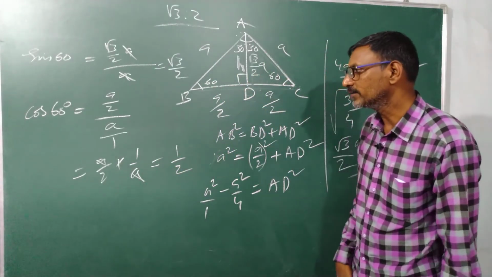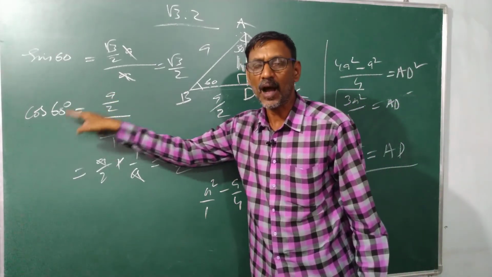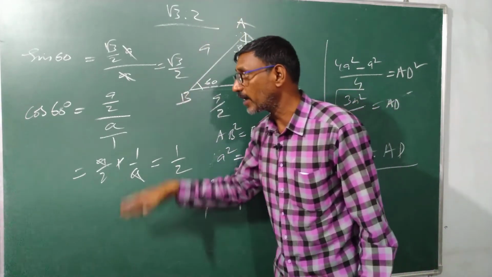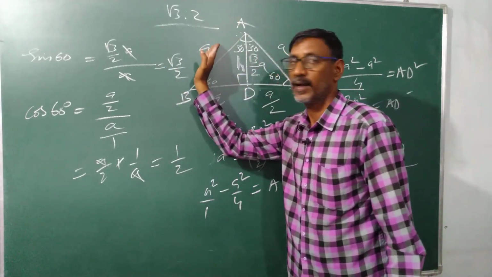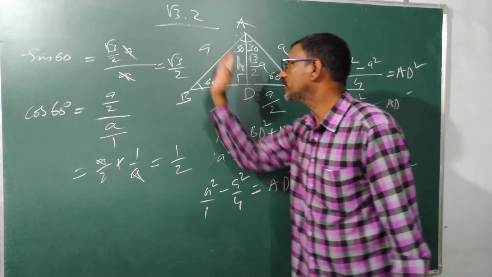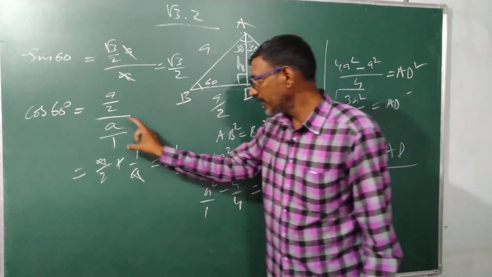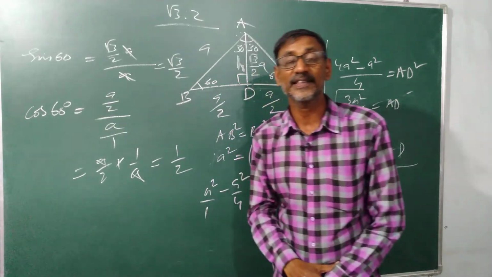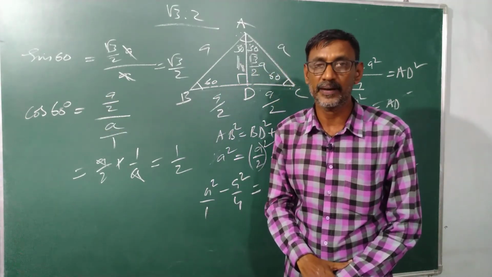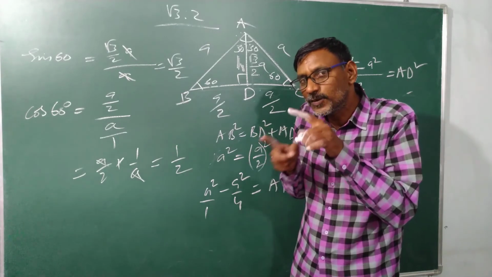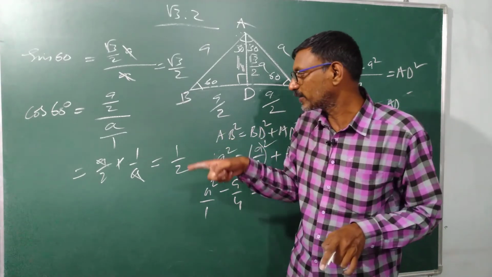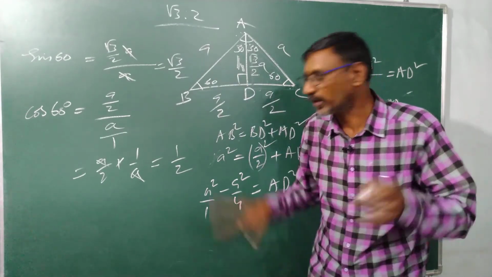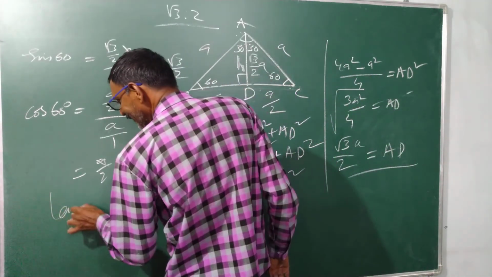Once again I am telling, cos 60 is nothing but adjacent side by hypotenuse. This is my adjacent side by hypotenuse. A by 2 is divided by A. Its reciprocal is multiplied by this. Therefore, cos 60 is always equal to 1 by 2. That means they maintain a 1:2 ratio. Do you understand my point? This is 1 unit, this must be 2 units. Okay.